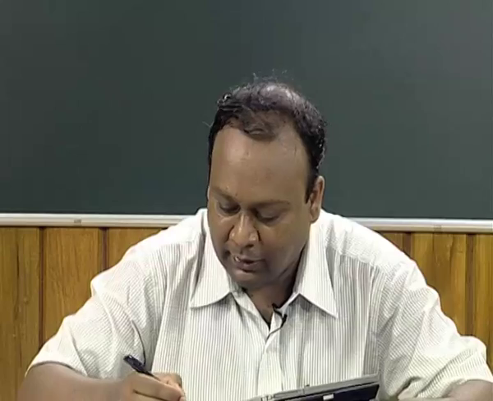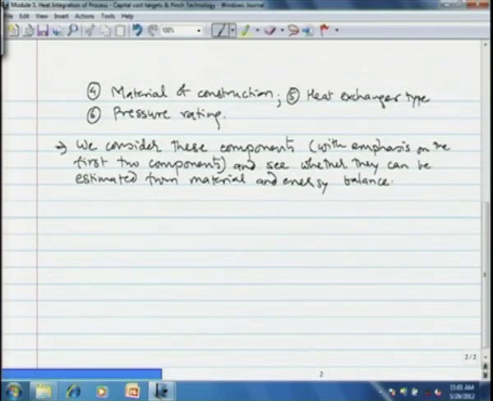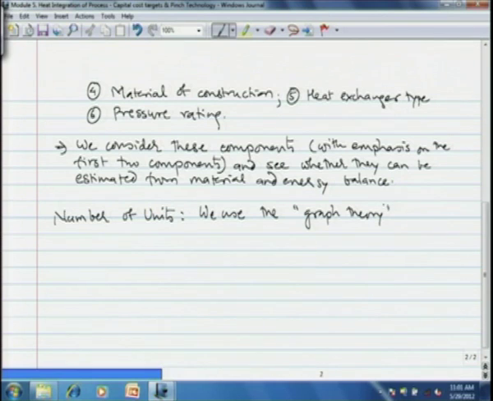Okay. Now, to estimate the number of units, we make use of the graph theory. Now, how does graph theory help us in estimation of the number of units? Let us see. Okay. Now, graph essentially is a collection of points.